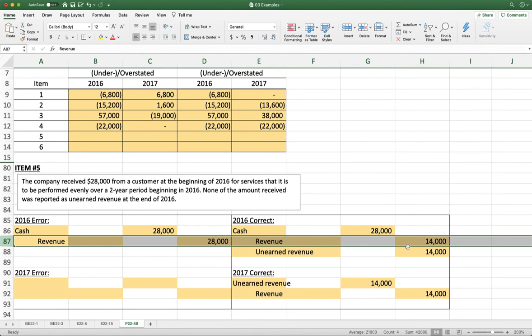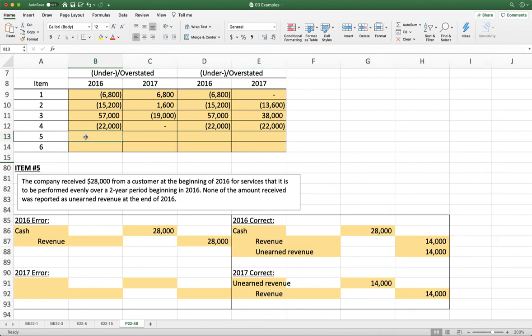So if they recorded too much revenue, that means that our income statement is going to be overstated. So they recorded $28,000. They should have only recorded $14,000, which means it's overstated by $14,000, that extra revenue that they shouldn't have taken yet. Close out our income statement. That $14,000 is going to move to retained earnings.